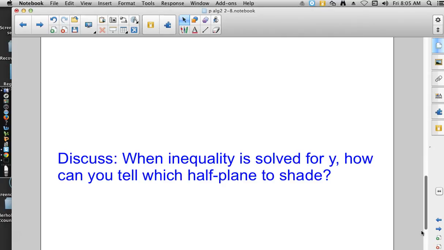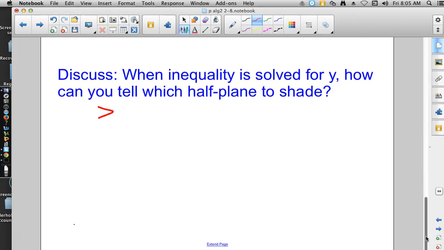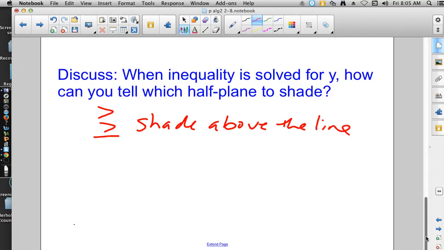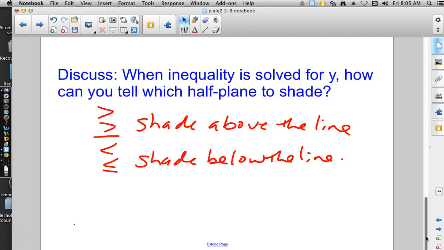When an inequality is solved for y, how do we tell which half plane to shade? Well, if it's greater than or equal to, shade above the line. If it's less than or equal to, you shade below the line. And here's why it makes sense. You've got y by itself, so you're saying your y value needs to be greater than something. That means it needs to be higher. And if you have y by itself and it says less than, then your y's need to be lower. So that's the reason that it works. But again, it has to be in slope-intercept form.